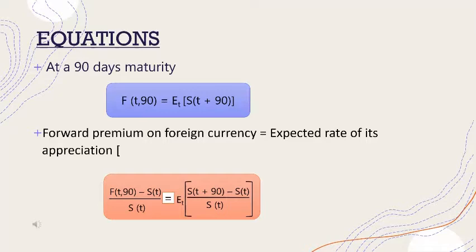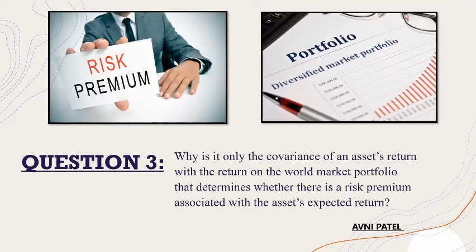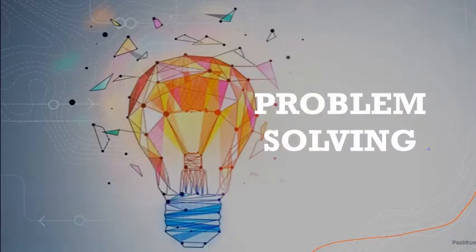Subtracting 1 from both sides gives us equation number 2. This equation states that the forward premium on the foreign currency equals the expected rate of appreciation of the foreign currency. Covariance calculates the directional relationship between two assets.